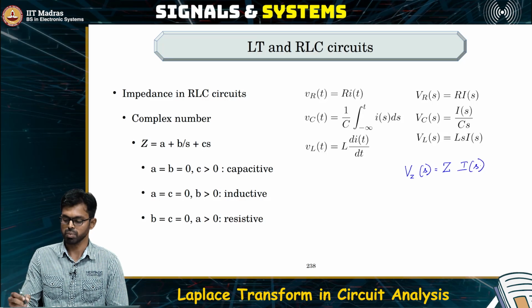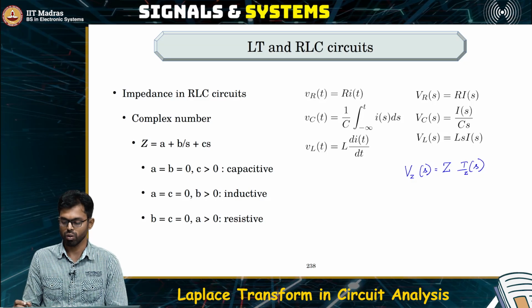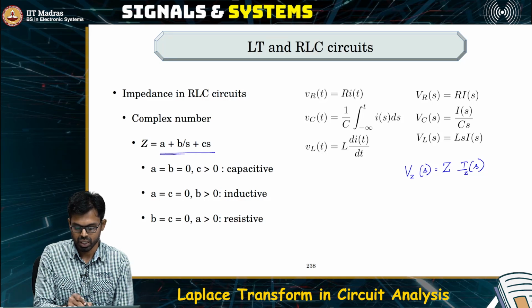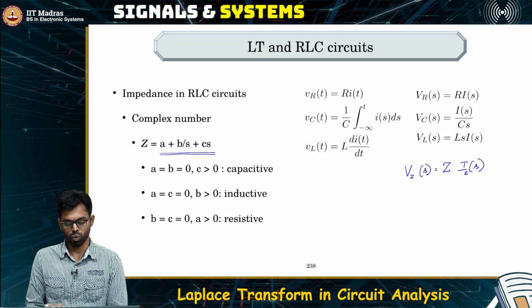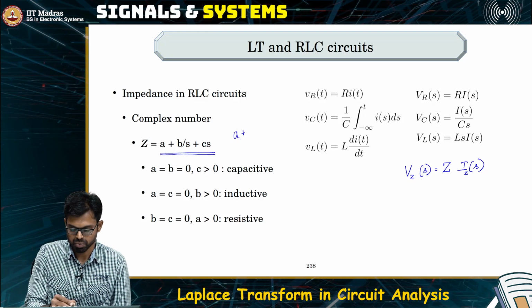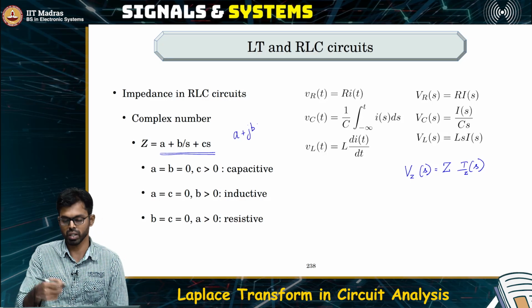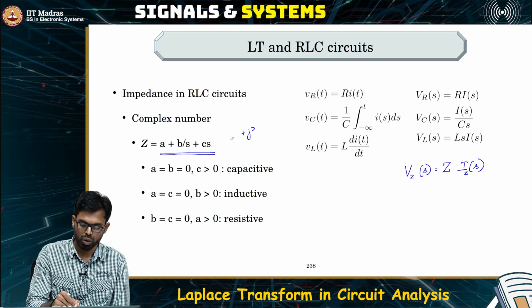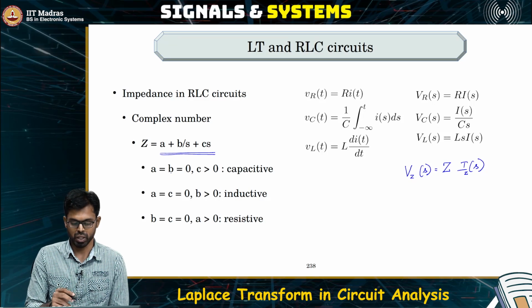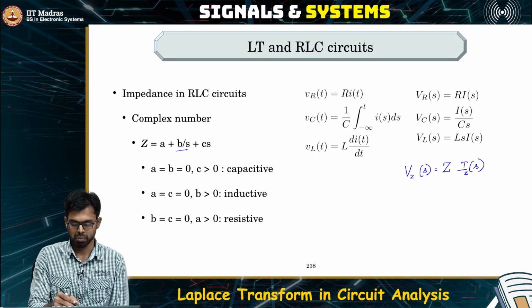Now this impedance is a generic term. It can model a resistor, it can model a capacitor, or it can model an inductor. So the way that we are going to represent the impedance in the Laplace domain is slightly different from what we did in the Fourier domain. In the Fourier domain, we simply said it is some a plus j omega or a plus some b, where b could be a function of omega. Now what we'll do here is we'll just say that this impedance in the Laplace domain is actually some a plus b divided by s plus c times s.